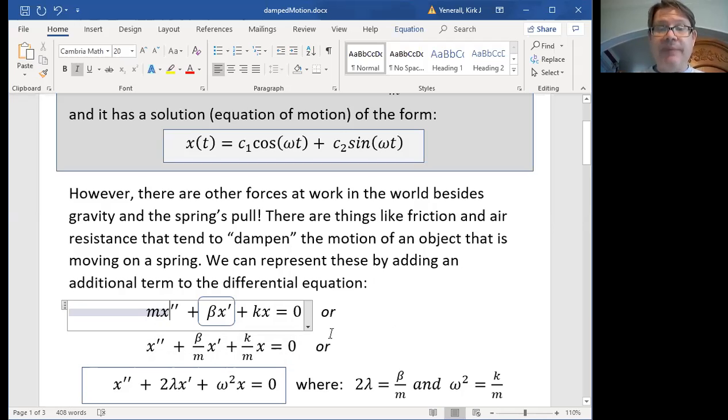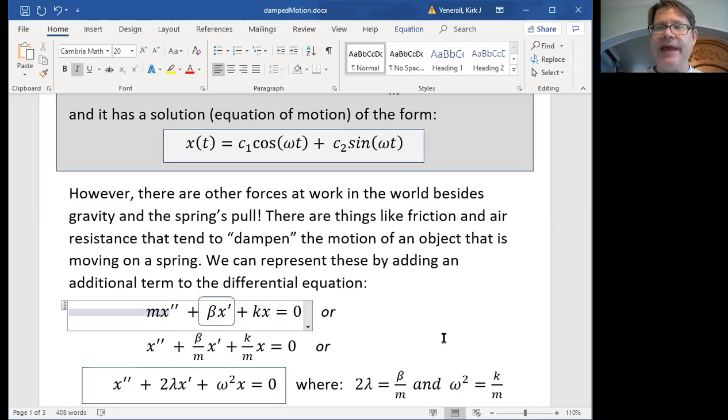Now, if we divide by m, we can write that as x double prime plus beta over m x prime plus k over m x equal to 0. And that's a second order linear differential equation with constant coefficients. Now, the constants that occur there, the constants that are in front of the x prime and the x term, which will then go into our auxiliary equation, we're going to give them special names.